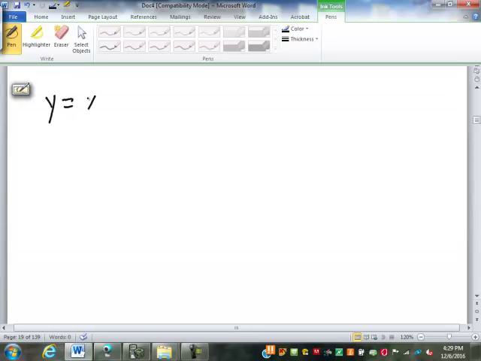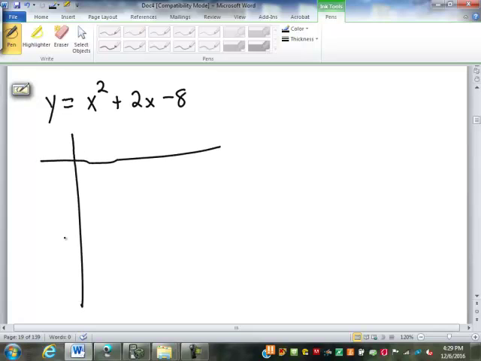Let's say I have the equation y equals x squared plus 2x minus 8. So I'm going to give you some values for x and have you figure out what y has to be. Let's do negative 3, negative 1, 0, 1, and 3.